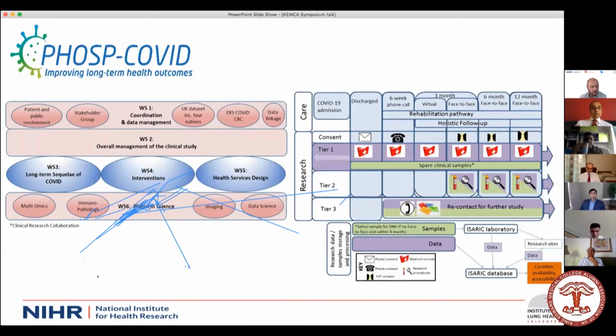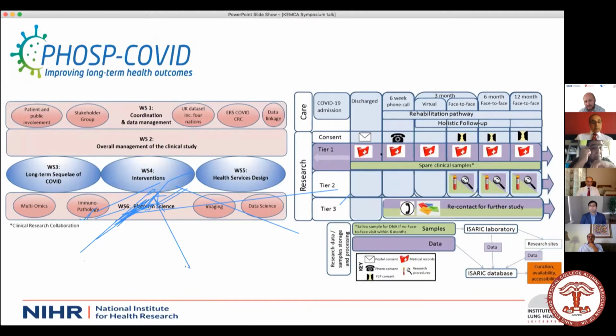So just to go with that, PHOSP, and for any of you in the UK, I'm almost certain your sites will be involved, will involve following up people. And we have different levels so we're hoping that everyone who comes to hospital follow-up, so 10,000 people will be followed up in tier 1. And this is about using medical records and hopefully getting some genomic data and transcriptomic data, seeing if we can identify why people got as sick as they did or who did very well.